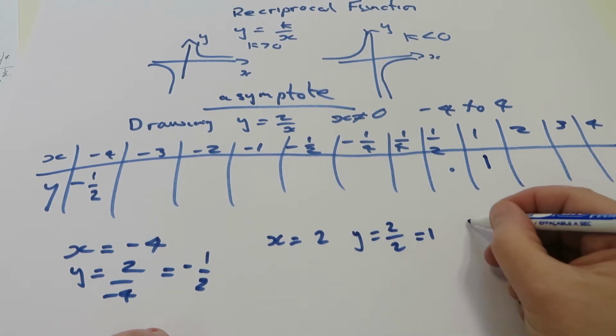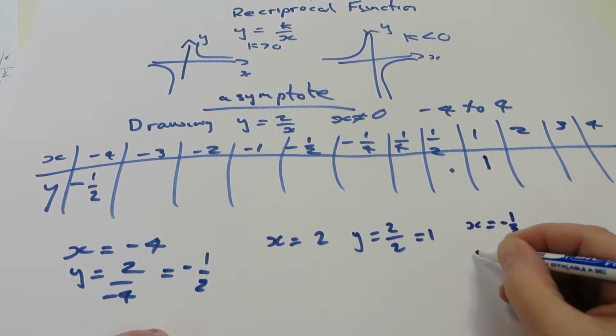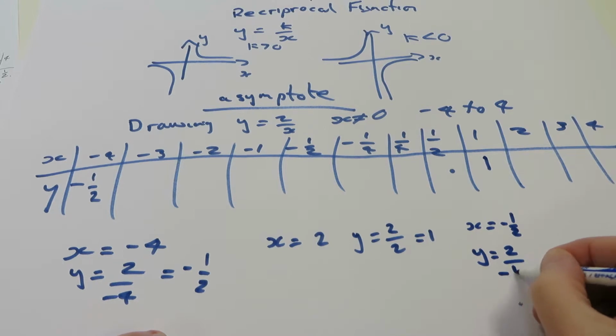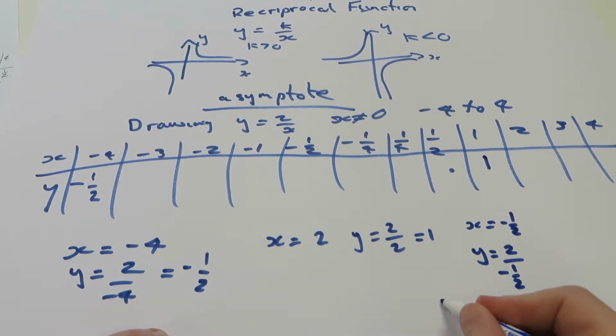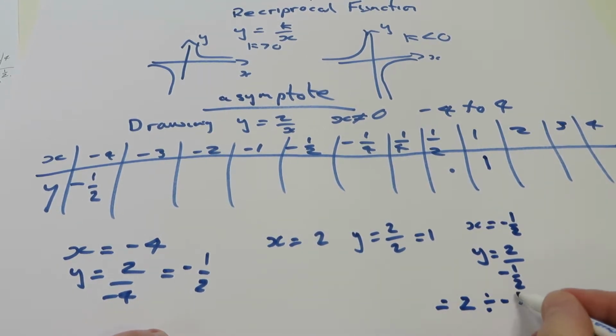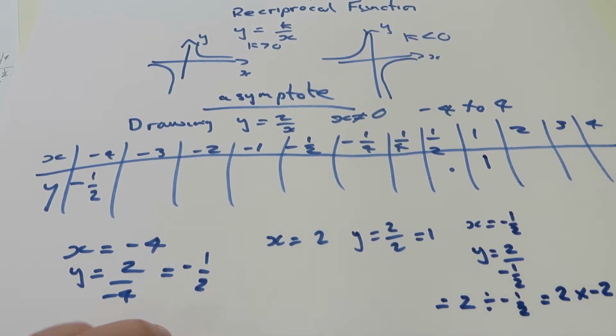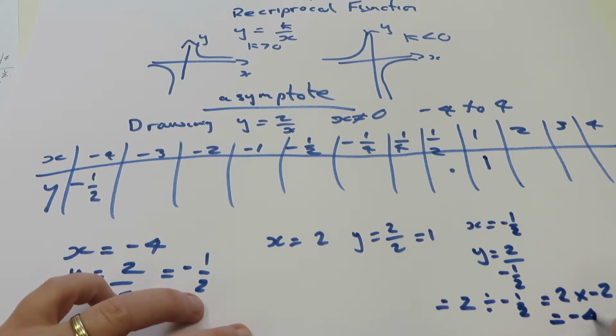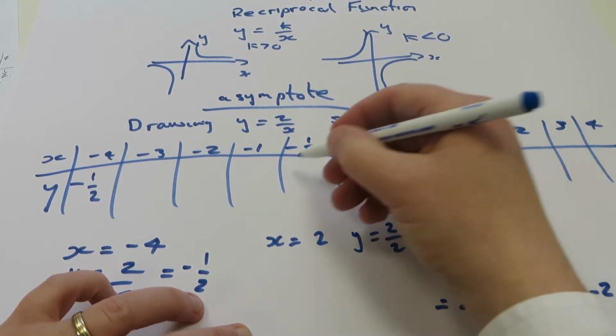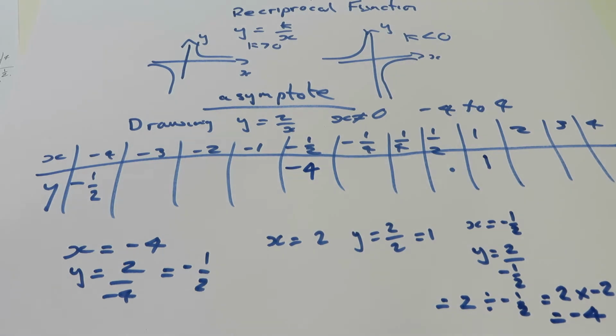If we have a look at where x equals minus a half, we'll have y equals 2 divided by minus a half, which is the same as 2 times minus 2. Remember, when you divide by a negative fraction, you invert and multiply, and that will give you minus 4. So minus a half would give us a value of minus 4. At this point you should pause the video and fill in those values yourself, and then replay to watch how that would look on a drawing.